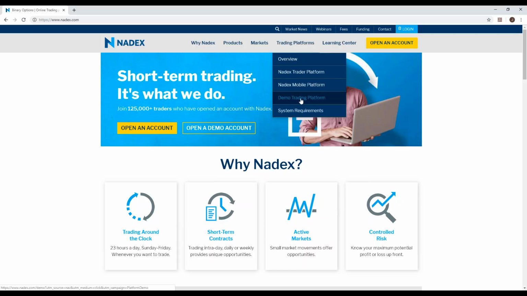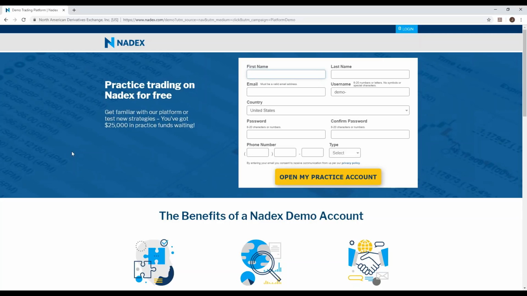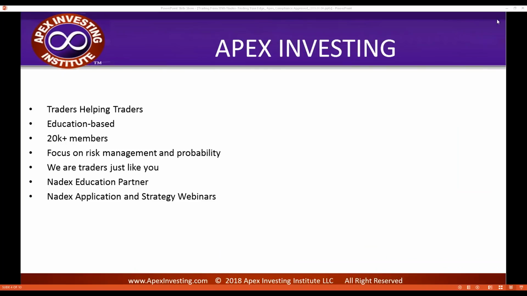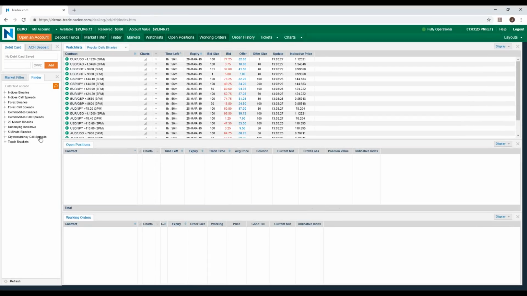You've got some mobile options, but Nadex also offers a free $25,000 demo account. All you gotta do is fill out some quick information and log right in, and you'll be able to go right into the Nadex demo account. It's a great place to get familiar with Nadex, how it works, how the platform works and maneuvers the different contracts and expirations and so on. Great place to test out any strategies or systems that you are looking to test.